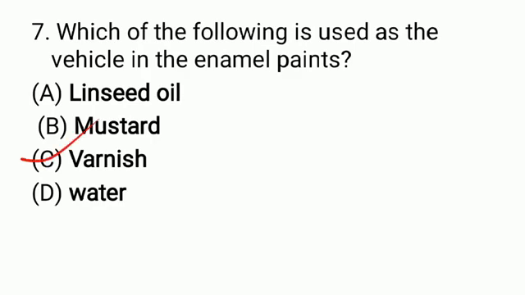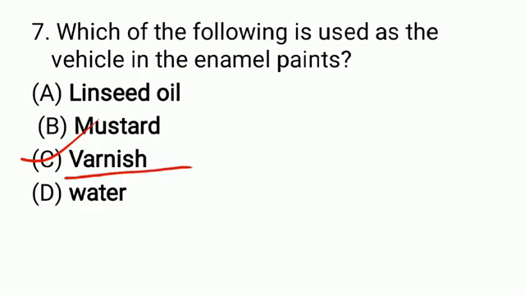That is varnish. Actually, enamel paint is a paint that dries especially hard, usually with a glossy finish. Enamel paint vehicle uses varnish. Oil paint vehicle uses linseed oil, right? This is also important: oil paint uses linseed oil and enamel paint uses varnish.